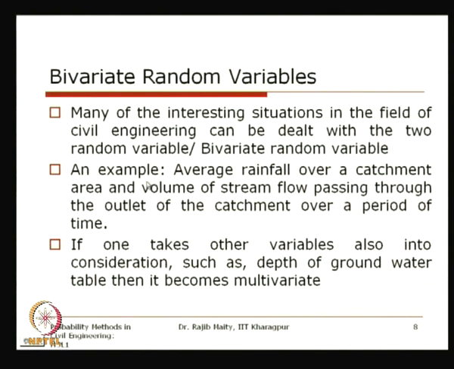The example we are talking about is the rainfall over the catchment area and the volume of the stream flow passing through the outlet of the catchment. These are two random variables, so this is a bivariate case. And if we also take the groundwater table, such as the depth of the groundwater table, along with these two random variables, then it becomes the multivariate case. So all three random variables can be analyzed together.